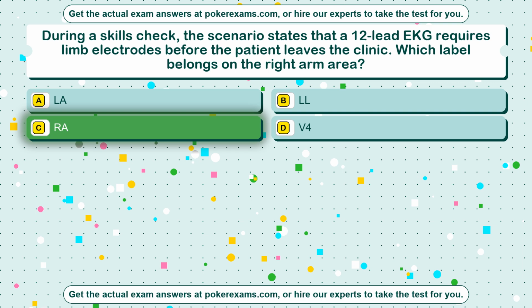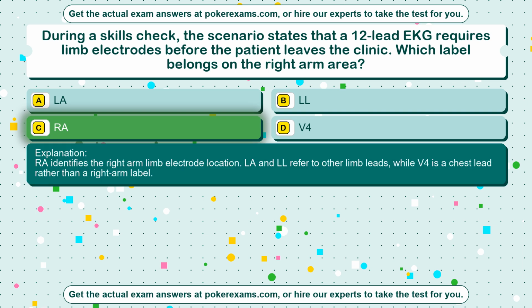The correct answer is option C, RA. RA identifies the right arm limb electrode location. LA and LL refer to other limb leads, while V4 is a chest lead rather than a right arm label.